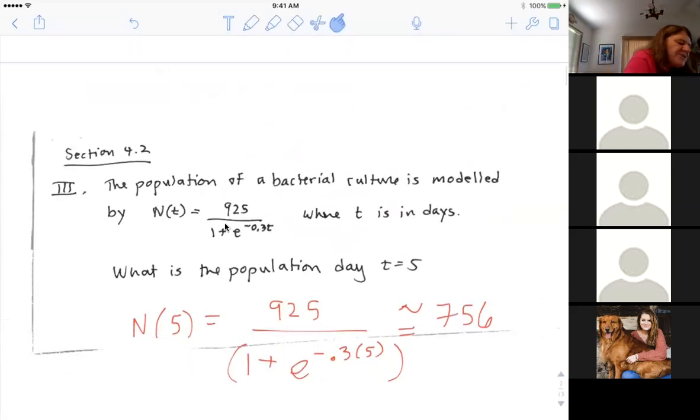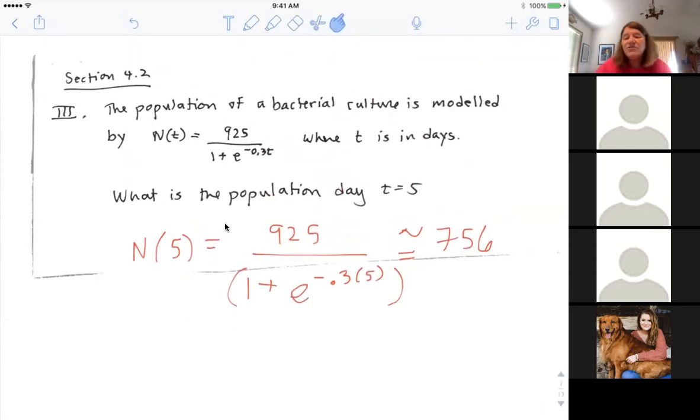All right, this next one is another indication of whether you can use your calculator properly or not. It says the population of a bacterial culture is modeled by N of t is 925 over 1 plus e to the minus 0.3t. This is when we started talking about this very special exponential function, not just 2 to the t or 5 to the t, but this e to the t. It says, what's the population on day 5? So you got these bacteria multiplying, dividing and multiplying and dividing and multiplying.